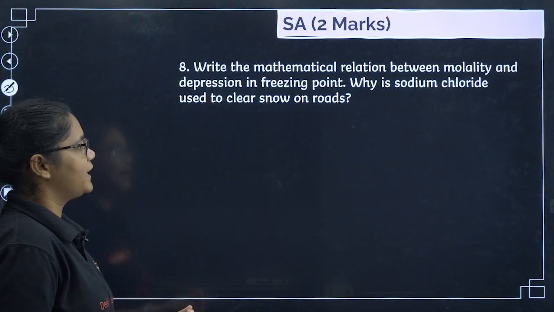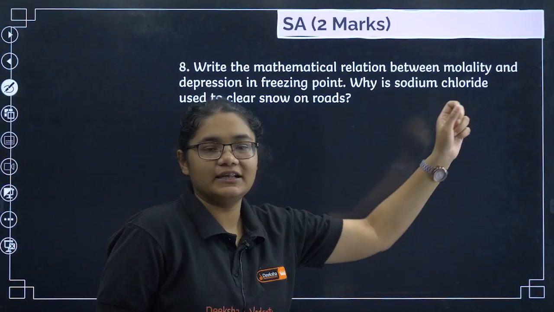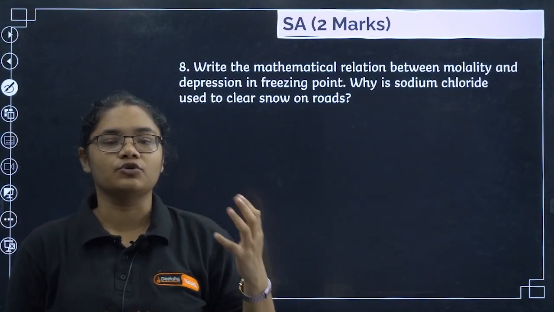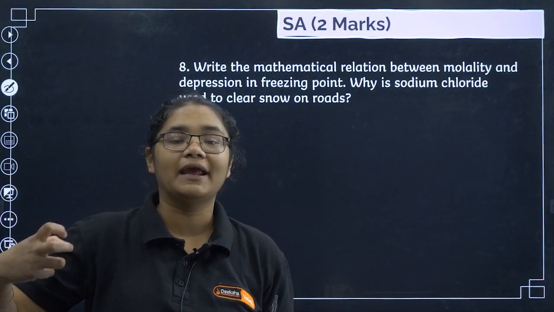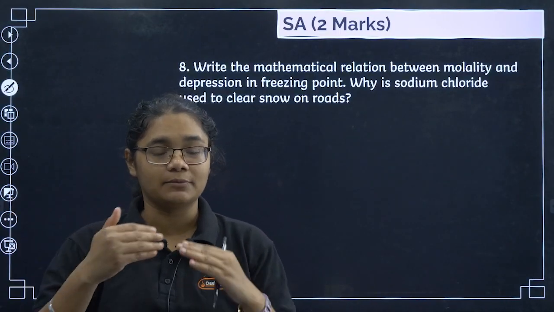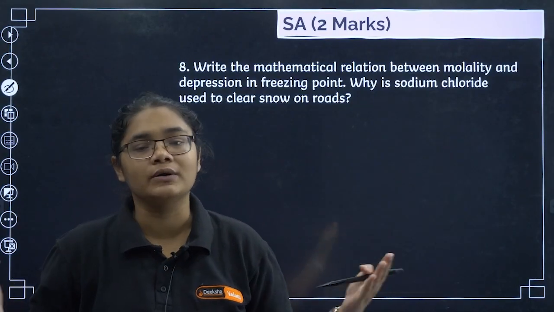Why is sodium chloride used to clear the snow on roads? So we know that when we add any non-volatile solute to the solvent, its freezing point decreases, right? So the water cannot remain in the solid state at that temperature because the freezing point has now decreased, so it now melts and then the road is getting cleared.